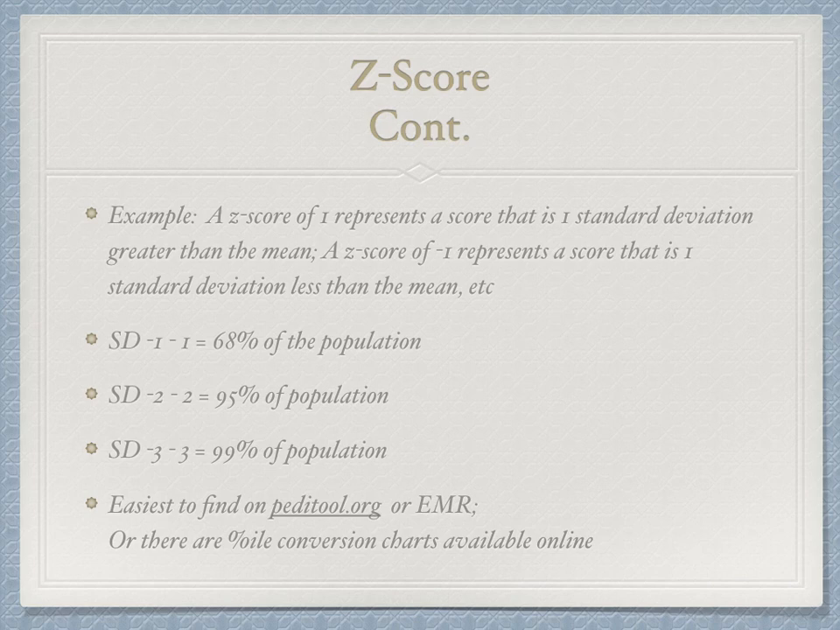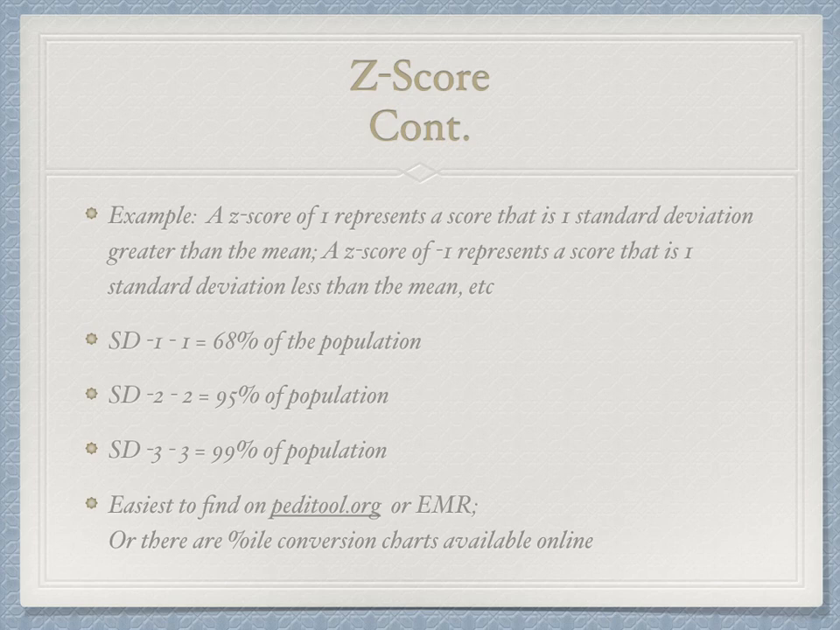Just to reframe it, and as an example, a Z-score of 1 represents a score that is 1 standard deviation greater than the mean. A Z-score of -1 represents a score that is 1 standard deviation less than the mean, etc. A standard deviation of -1 to 1 would include about 68% of the population. A standard deviation from -2 to 2 includes 95% of the population. And from -3 to 3 would be 99% of the population.